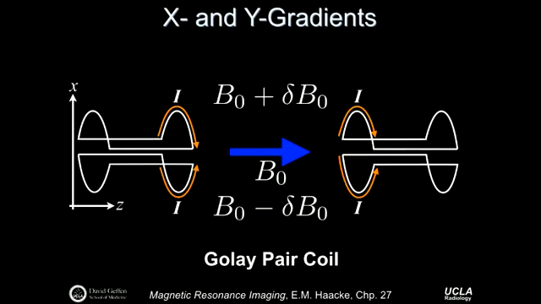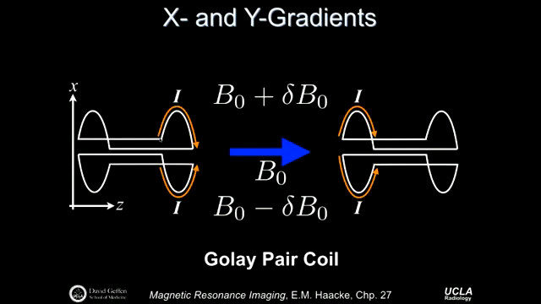If we look at the construction, this is what's called a Golay pair coil, and it's used to generate the fields for the X and Y gradients. And in this case, you actually have 4 coil pairs, sometimes called a saddle coil. So there's 4 saddle coils. And if you look at our directions here, this is the axial direction or the Z direction, the head-foot direction, if you will.